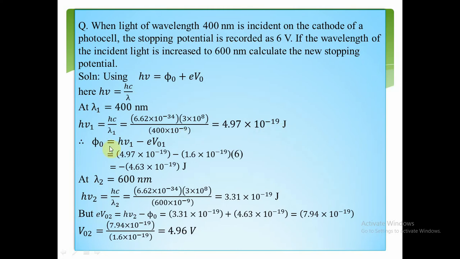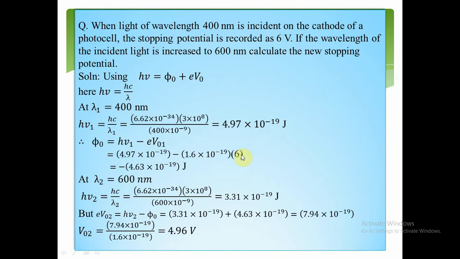Similarly, by using the same equation h nu, here we have rearranged the equation for the work function. Phi naught is equal to h nu 1 minus eV naught. Already we have calculated the incident photon energy. Here 4.97 into 10 raised to minus 19. And e is the charge of an electron, that is 1.6 into 10 raised to minus 19, and V naught is given here, 6 volt.